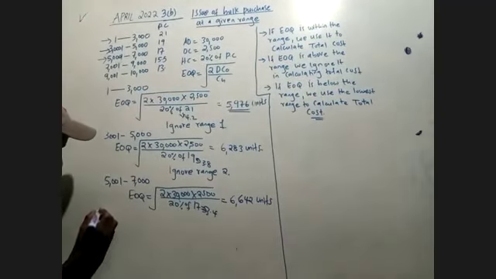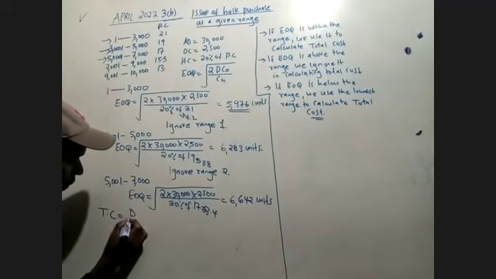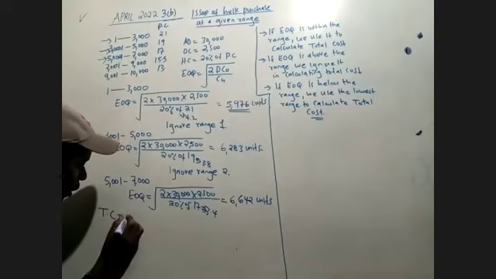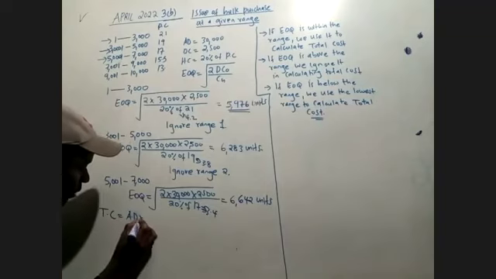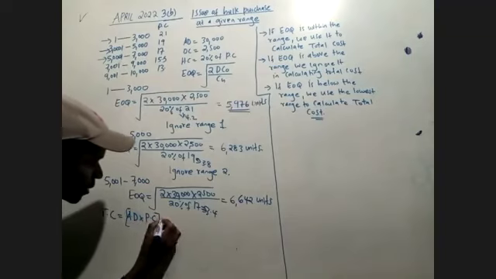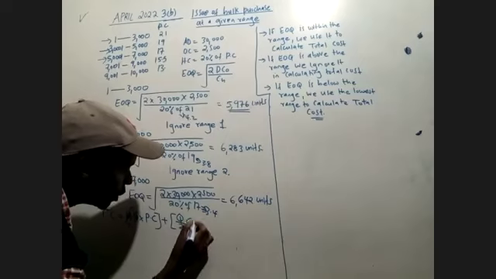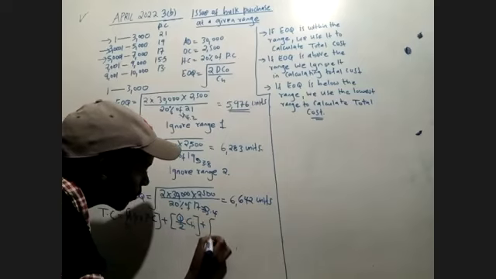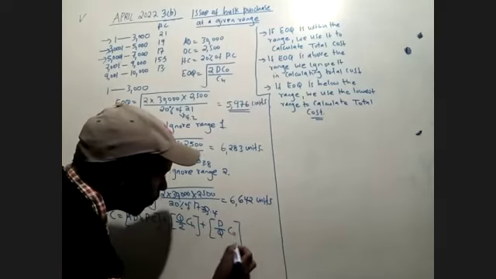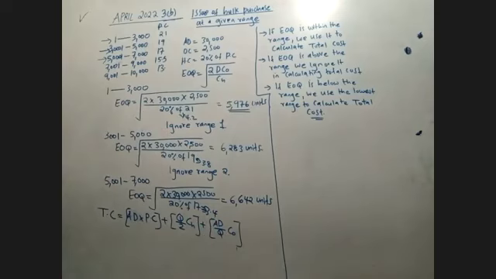So how do we get the total cost? Total cost is equal to D, annual demand, times purchase price, plus Q over 2 times CH, plus D, annual demand, over Q times CO.